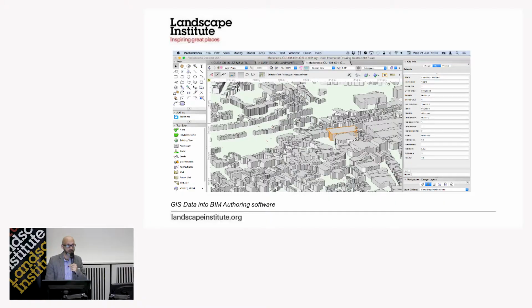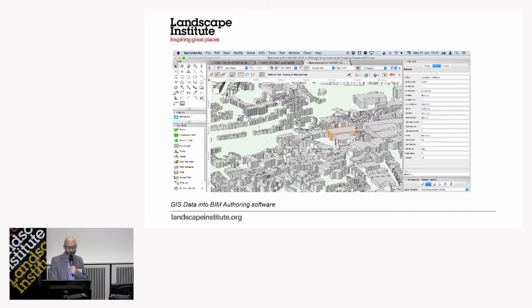But the important thing is that although a lot of the GIS data is purely two-dimensional, we talked about the representation of points and lines and rectangles, because it has data in such as elevations and heights, then that information can be interpreted into a BIM authoring software as three-dimensional data, and so then you can basically carry on down the pipeline.